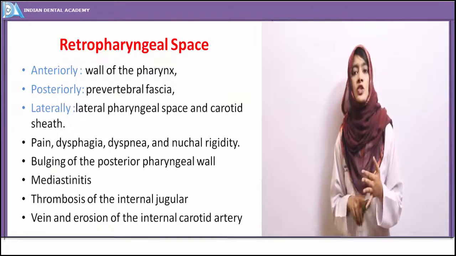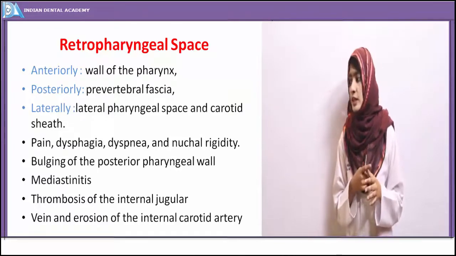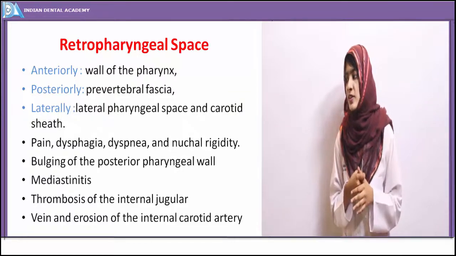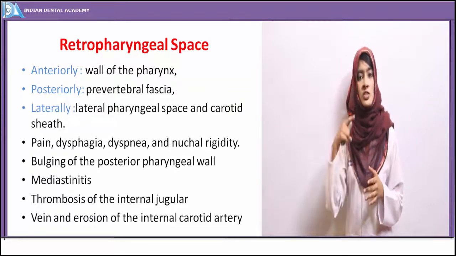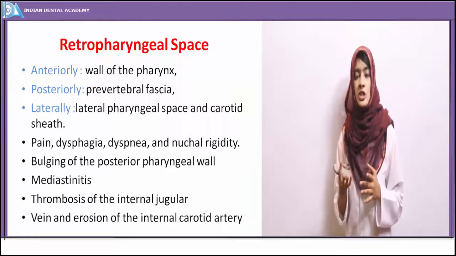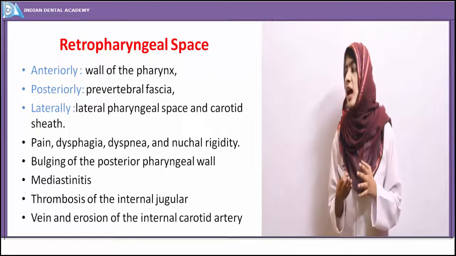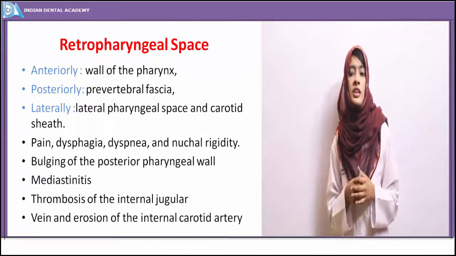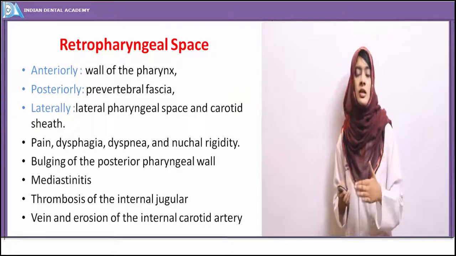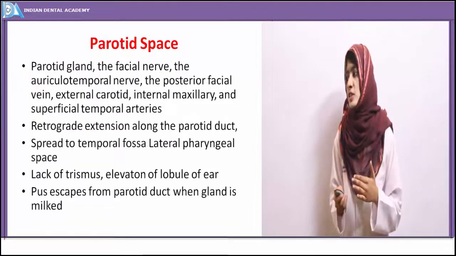Again, the clinical features of swelling, pain, dysphagia, and dyspnea, that is restricted breathing, are present, along with bulging of the posterior pharyngeal wall. If the spread of infection occurs through the skull, mediastinitis is seen. If it involves the carotid sheath, then thrombosis of the blood vessels and cavernous sinus thrombosis are seen, and sometimes erosion of the internal carotid artery is also seen. These are the potential complications of a space infection occurring in the retropharyngeal space.